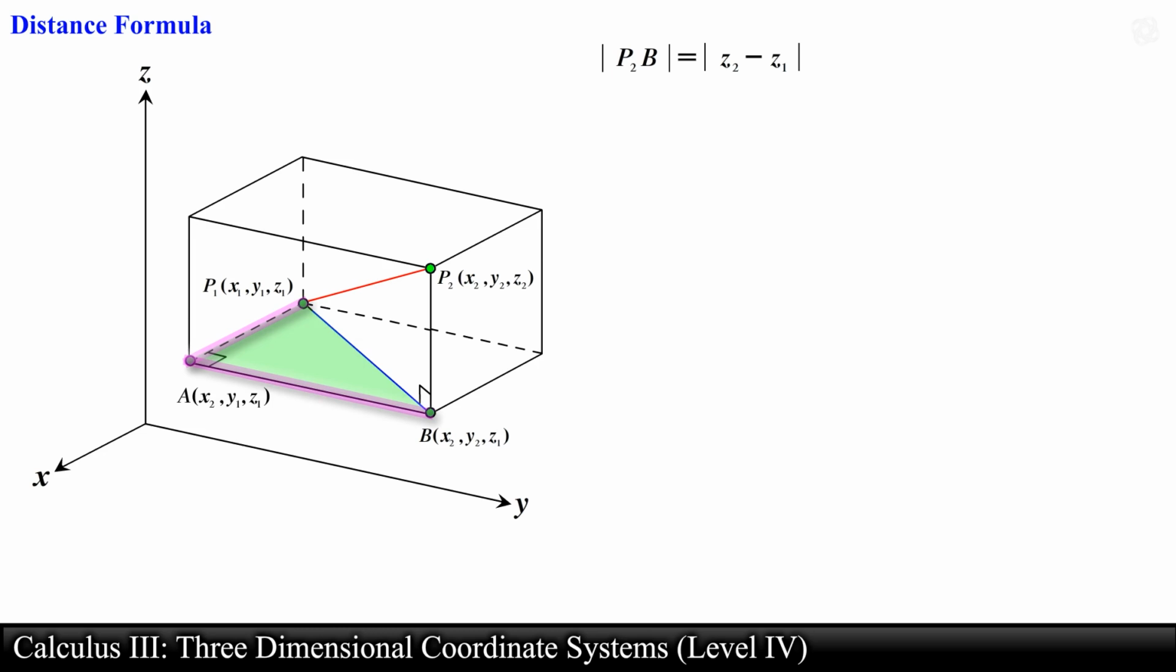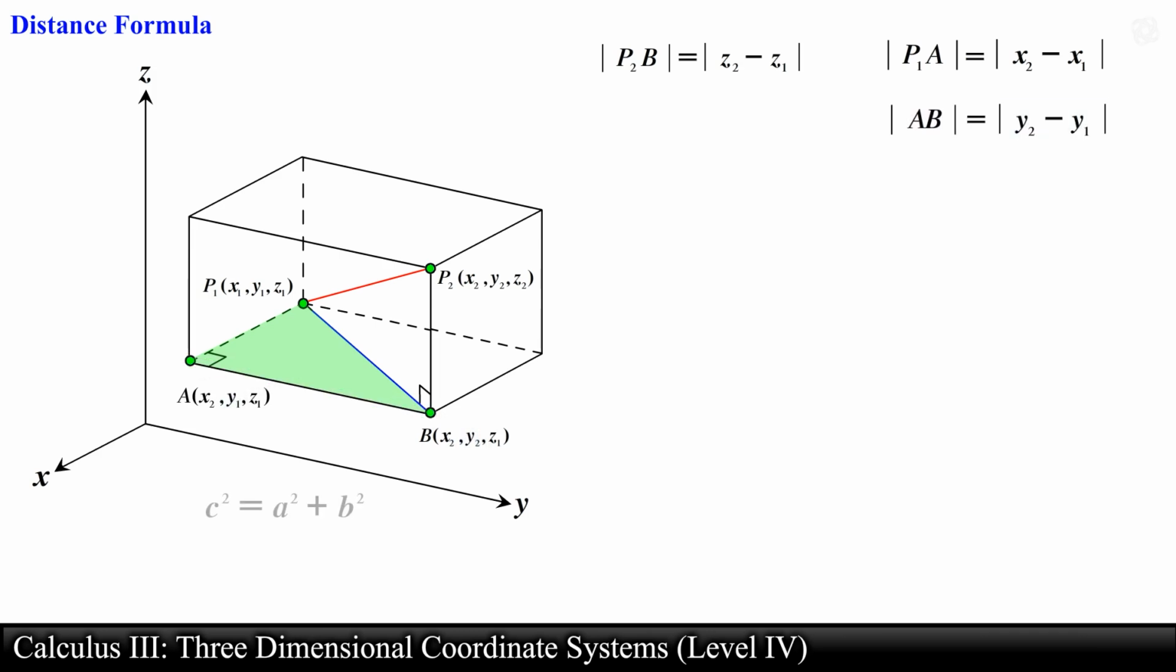Once again, we can easily find these. The length of the segment formed by point 1 and vertex A will be equal to the absolute difference between the points' x coordinates, and the length of the segment formed by vertex A and vertex B will be equal to the absolute difference of the points' y coordinates.